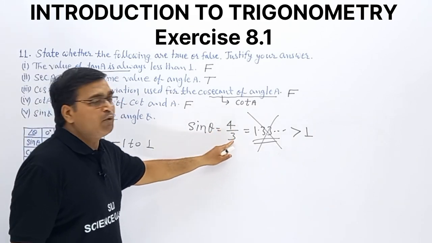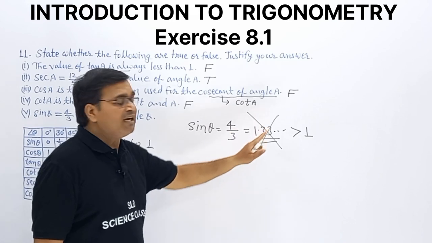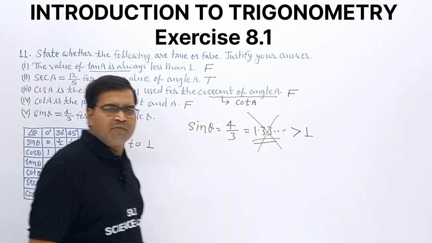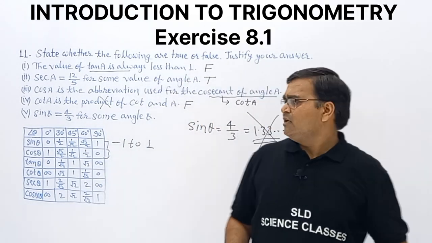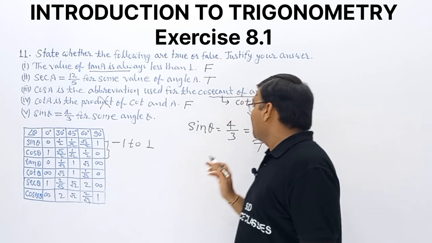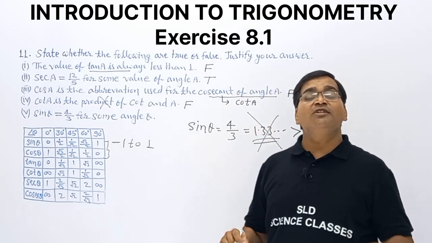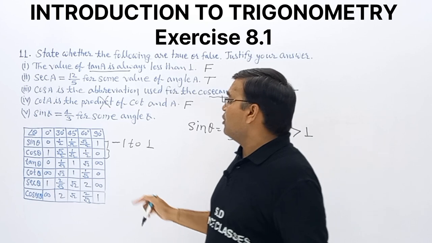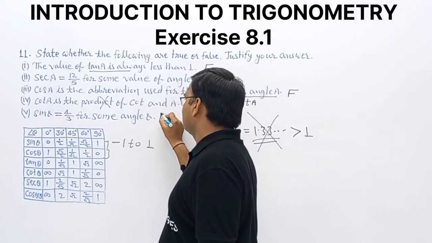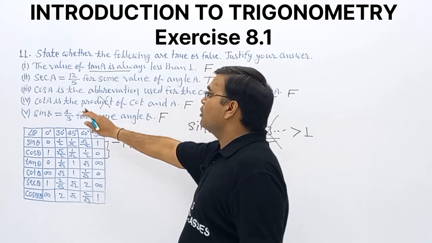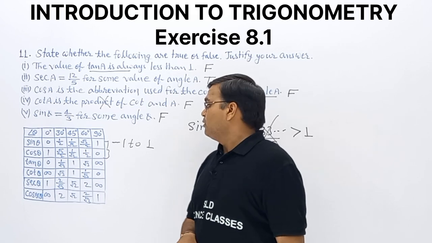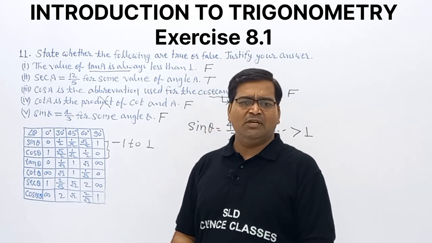Sin theta lies between -1 and 1. For any value of theta, we get values from -1 to 1. So 1.33 is more than 1, not possible. So sin theta equal to 4 upon 3 for some angle theta is false. Why? Because values of sin theta lie between -1 and 1, and the same for cos theta.